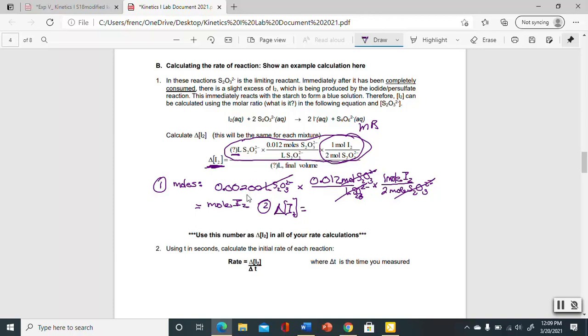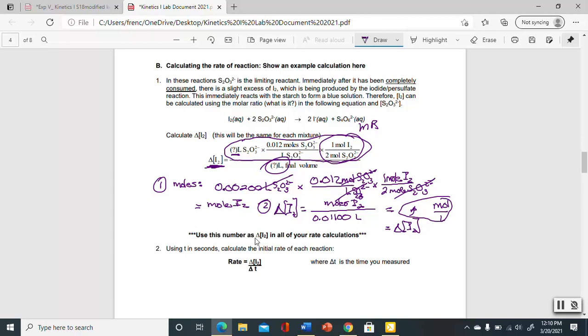All right, so here we go. Iodine. Now we're going to take our moles of iodine and divide it by the total volume, which we've already figured out. That was 0.01100 liters. So now we end up finally in our moles per liter, which is going to be our delta I2. Okay? Right there. That's the change in iodine concentration that this particular experiment has to go through before we can detect the iodine.